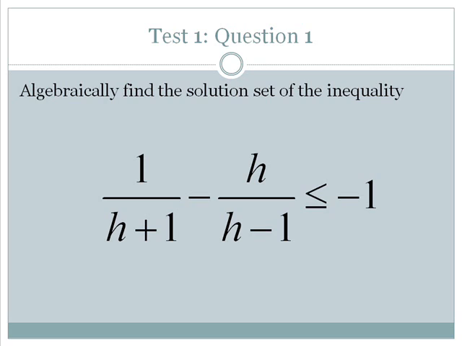So for question 1, I asked this simple question. I asked them to find the solution set for the following inequality. I had 1 over h plus 1, minus h over h minus 1, and that whole thing has to be less than or equal to -1. Admittedly, a lot of students had problems on inequalities when they were going over the section, so I made sure that there was one on the exam as well.